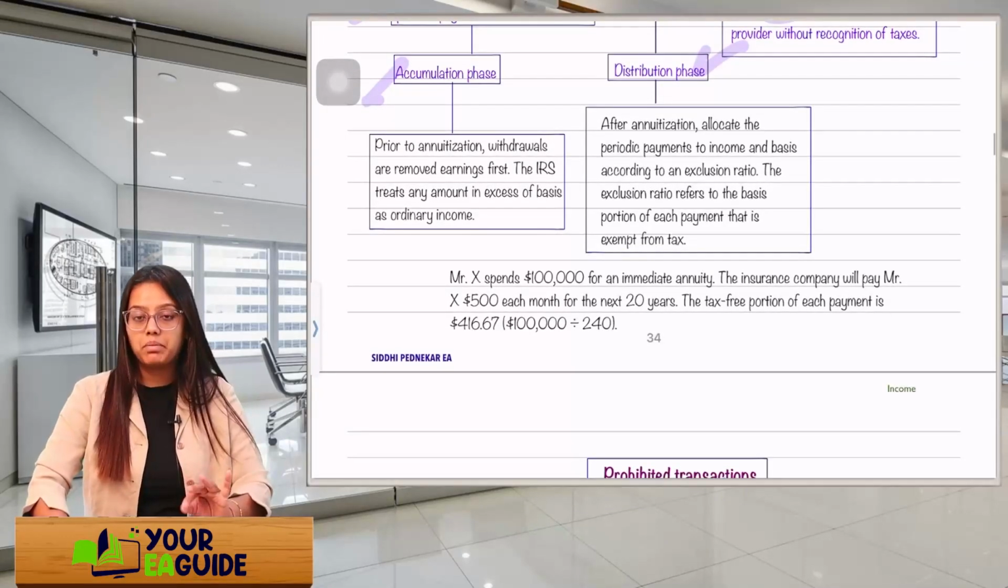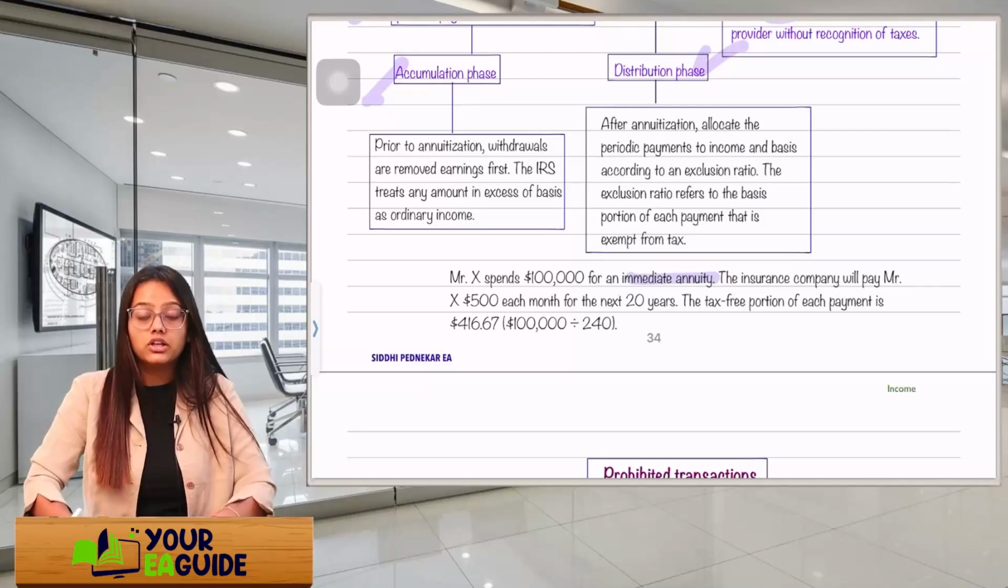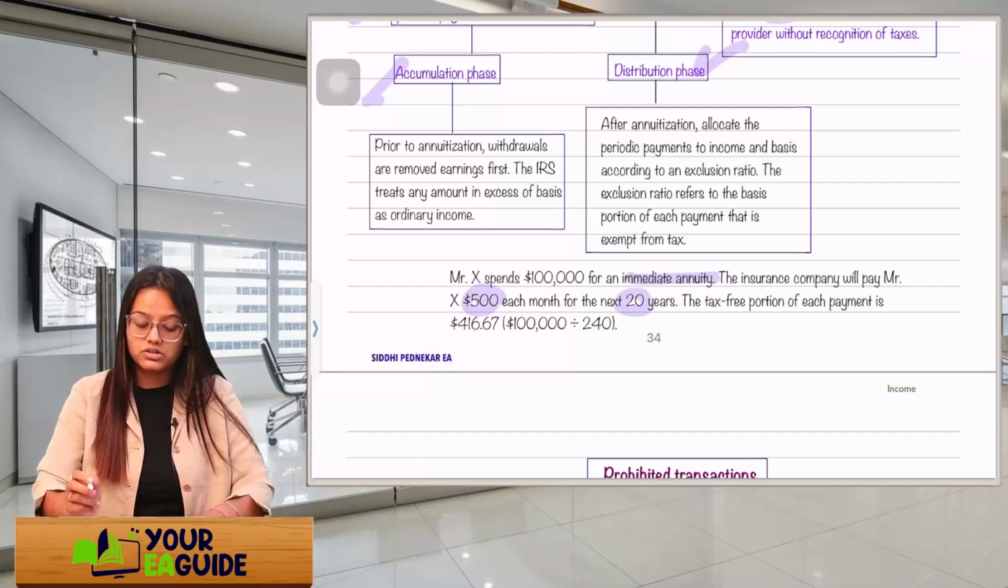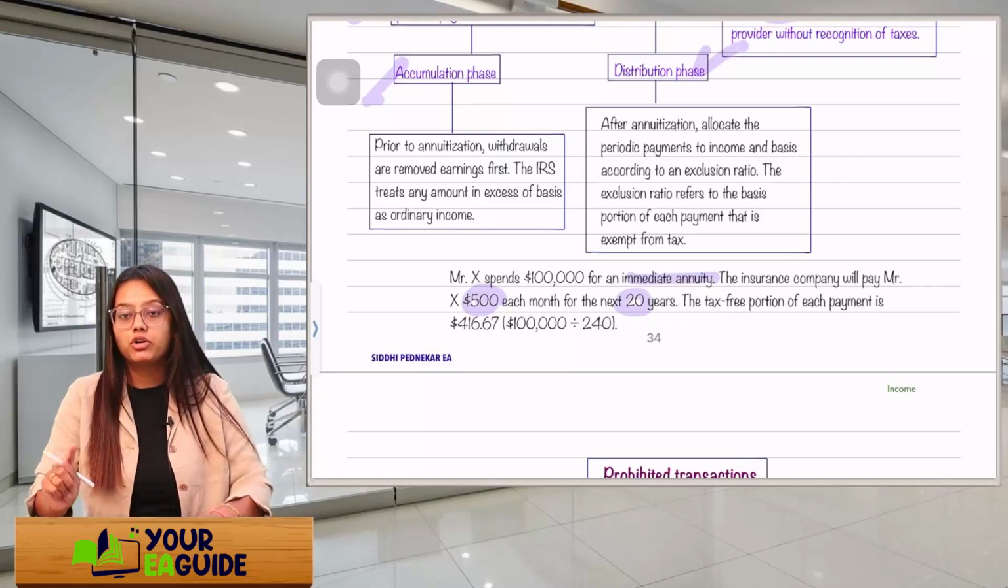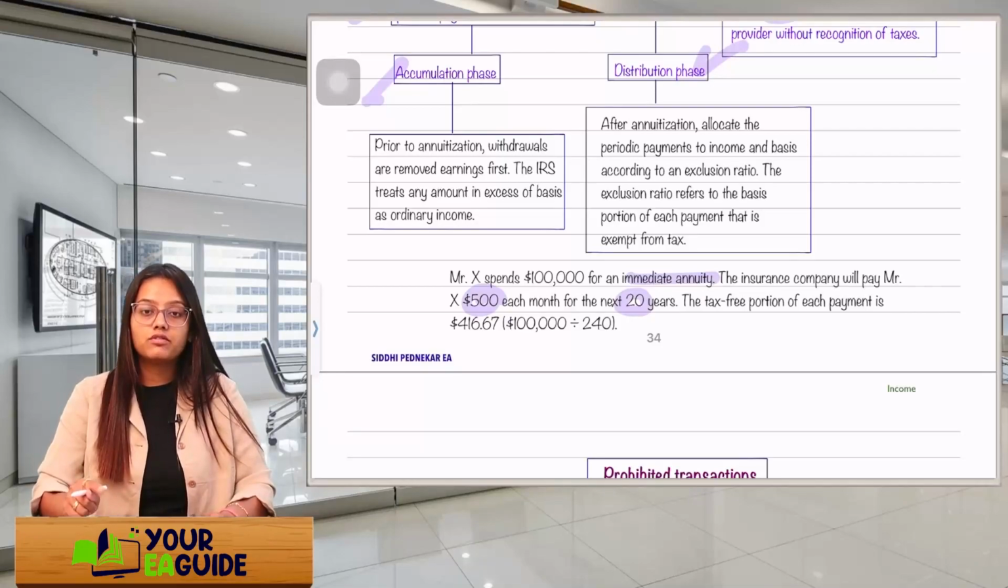Here is one example. Let's say Mr. X spends $100,000 for an immediate annuity. The insurance company will pay Mr. X how much? $500 for each month for the next 20 years. So $500 for each month for 20 years. Can I say 240 months? Total 240 months he is going to receive $500.